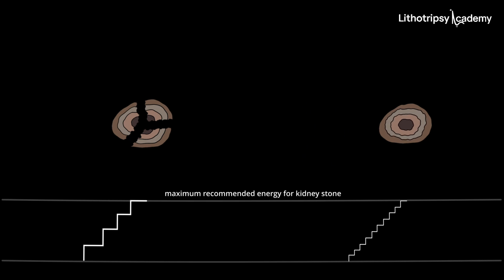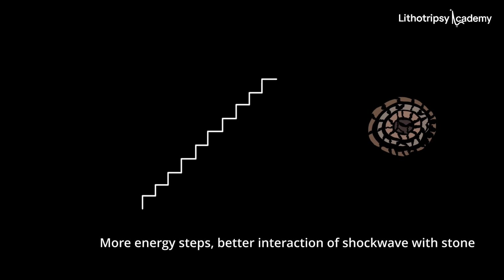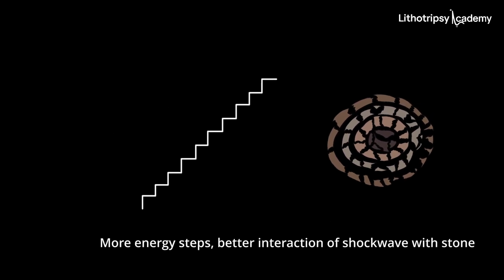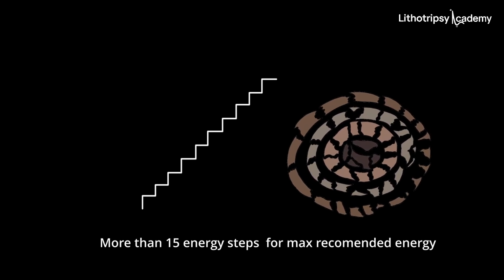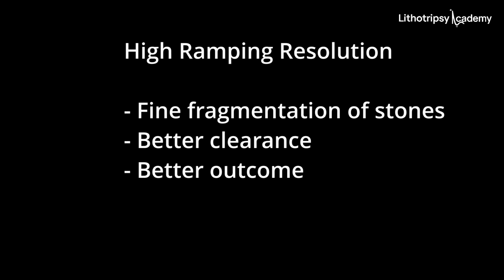This is how we exploit the layered morphology of kidney stones. We are not just applying power, we are using controlled, progressive energy to let the shock waves find and open the natural weak zones between layers. The practical message is simple. A lithotripter with many ramping steps gives you more control over how energy interacts with the stone. Systems that provide more than 15 energy steps before reaching the recommended maximum allow a much more precise and biological way of fragmenting stones. That is why ramping resolution matters. More steps do not just mean smoother control. They directly translate into finer fragmentation, better clearance, and better outcomes for the patient.